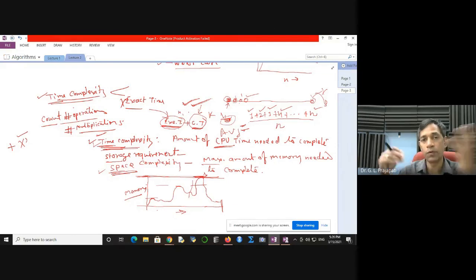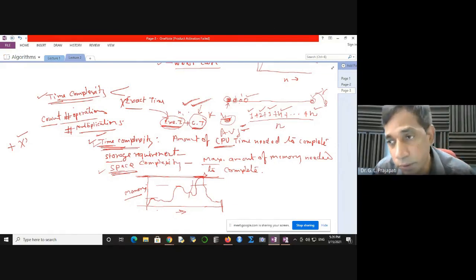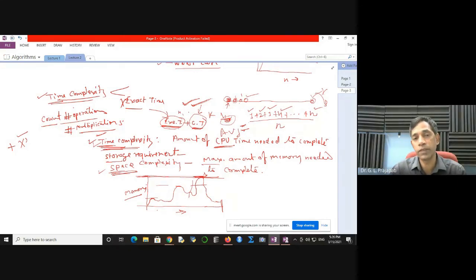So if you have two algorithms, and one algorithm takes fewer operations, and the other algorithm takes more operations for the same problem, then we generally prefer the algorithm that takes fewer operations. As we know, if you have fewer operations, we take less time. If you have more operations, we will take more time. So time complexity means this.